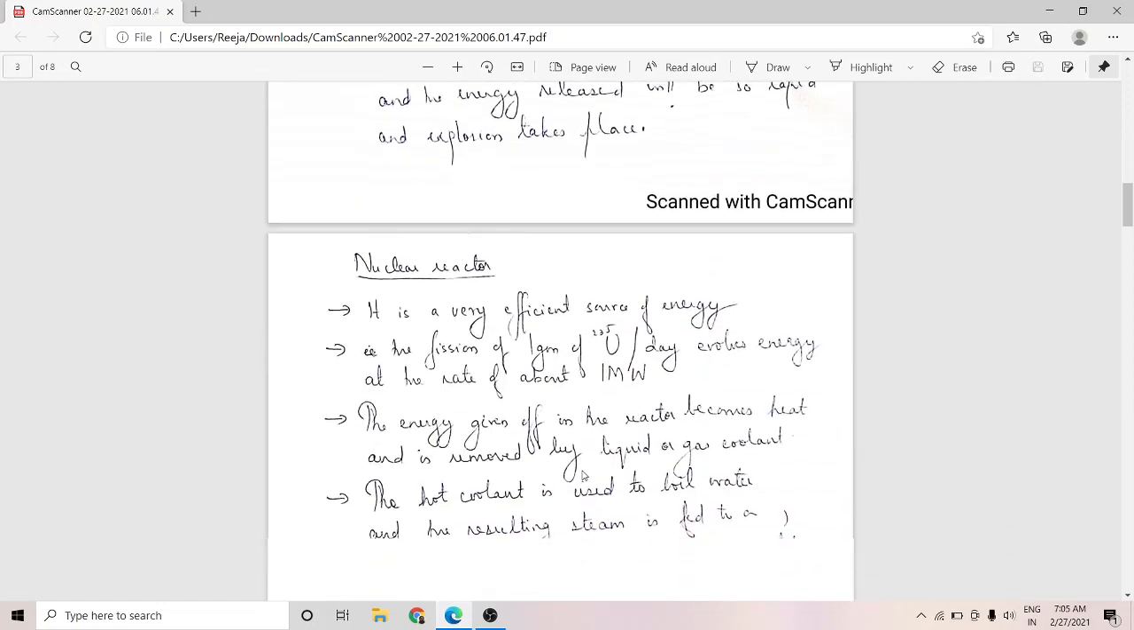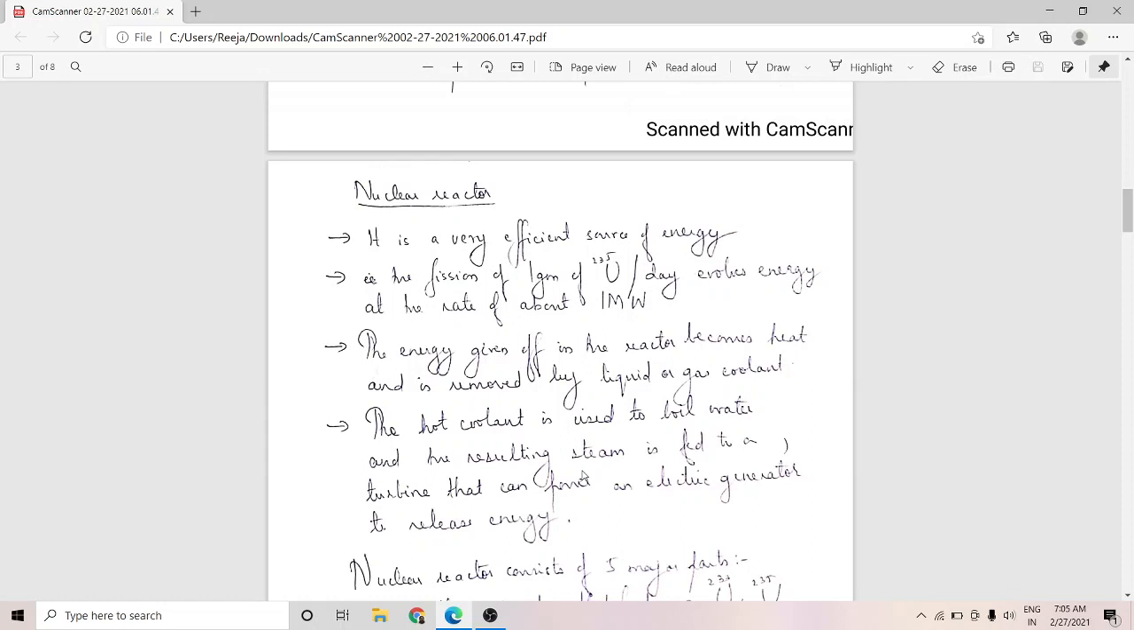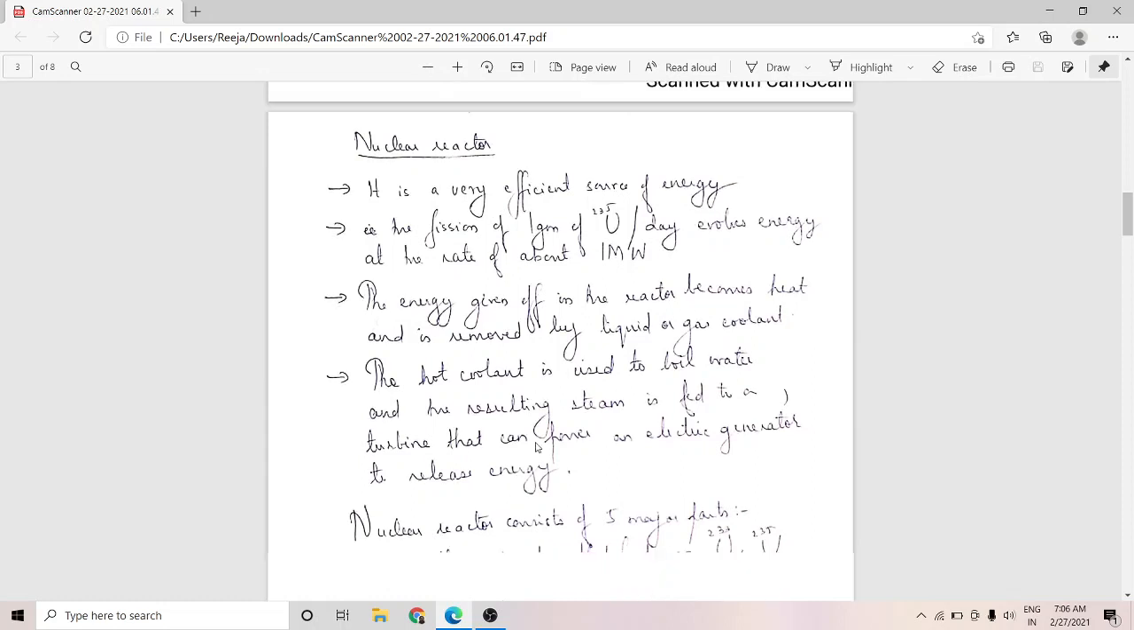Now, let us consider a nuclear reactor. It is a very efficient source of energy where the fission reaction takes place in a controlled manner. The fission of 1 gram of uranium-235 per day evolves about 1 megawatt of energy. The energy given off in a reactor becomes heat and it's removed by liquid or gas coolant. The hot coolant is used to boil water and the resulting steam is fed to the turbine of an electric generator to produce electricity.